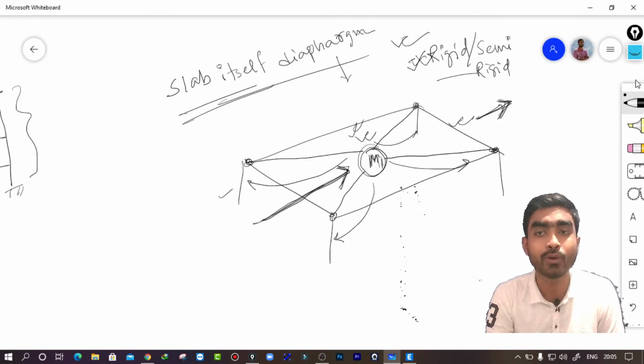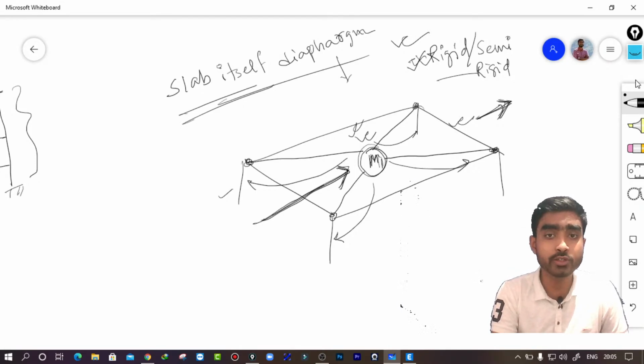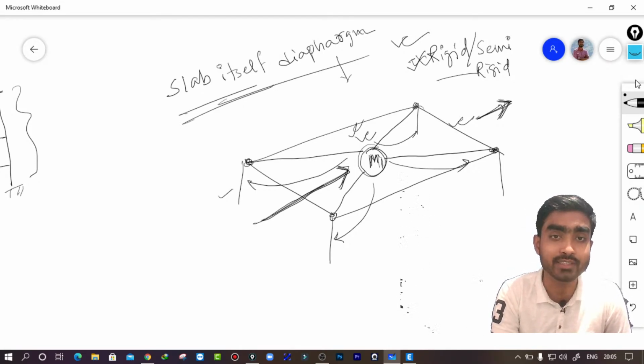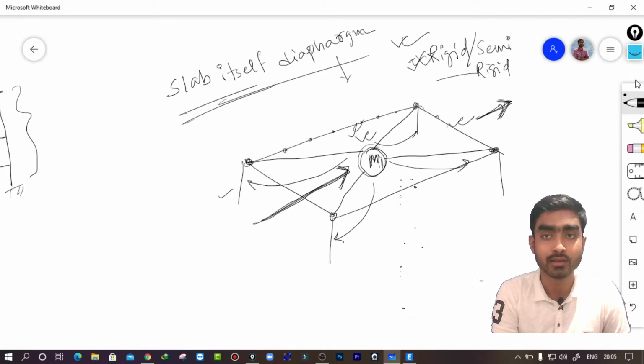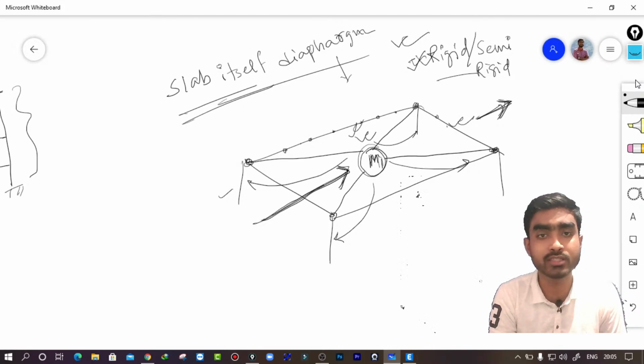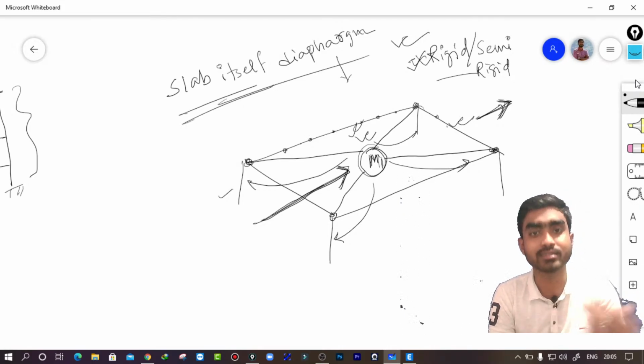In case of semi-rigid diaphragm, the force gets distributed to every single point present in this member, and this member is allowed to deform separately. All these joints are allowed to translate separately.